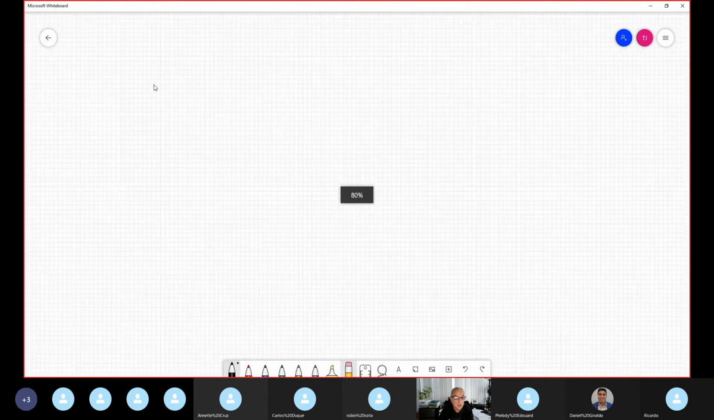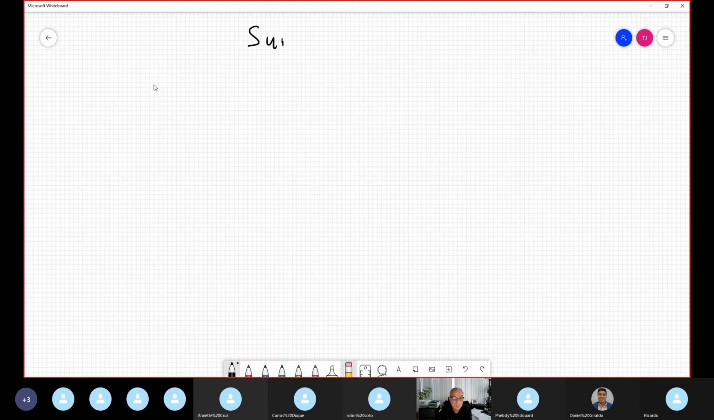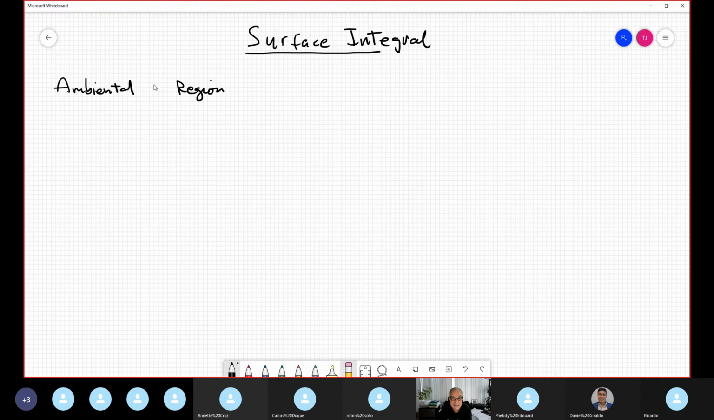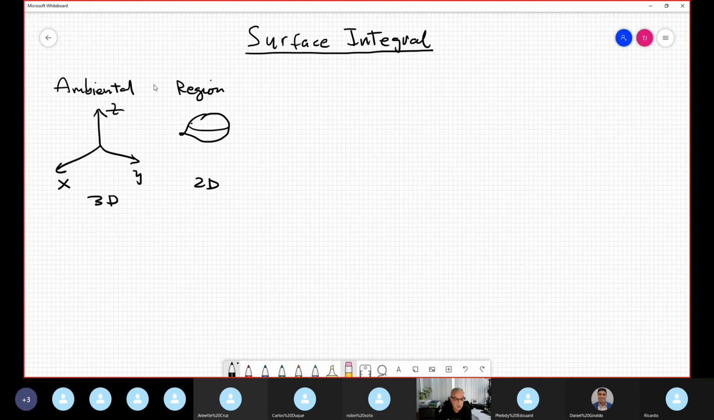Let's see what happens in surface integrals. We again have the ambient dimension and the region's dimension. For sure, in a surface integral the ambient space is always 3D, and the region is obviously 2D because it's a surface, not a solid. This is the object living in this ambient space. So we need to compute this surface integral of a scalar function, capital S. If it's vectorial, you perform a dot product or something and convert it to a scalar. That's it.